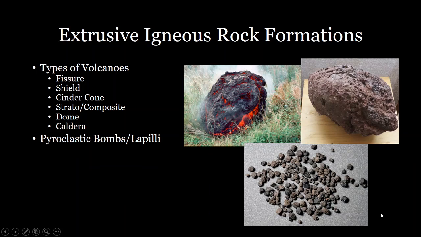So we can classify different material that comes out of a volcano based off of its size. We call very large rocks, boulders, that come out bombs, pyroclastic bombs, whereas smaller material that's more pebble sized, we call lapilli. And so you might see lapilli scattered all around a volcano, as well as, less frequently, these large bombs that can cause a lot of damage.